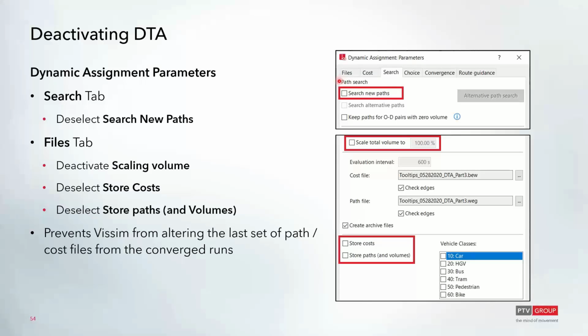And then if we move back to that Files tab, in here we'll want to make sure we uncheck the option to scale that volume. In this case, since we're deactivating this path search process, we want to make sure that we are going to have 100% of the volume placed on the network right from the start. So we can uncheck that, and then we can also uncheck the options down here to store those costs and store those paths. And once we have those unchecked, then Vissim will not change that last set of path and cost files that we have. So for each of the iterations moving forward, Vissim is still just going to take a look at the stored path and cost files that we have completed.